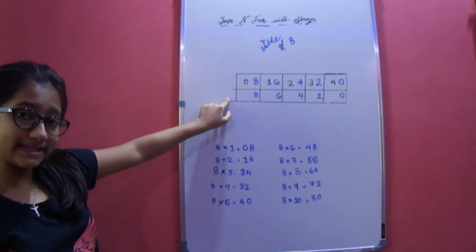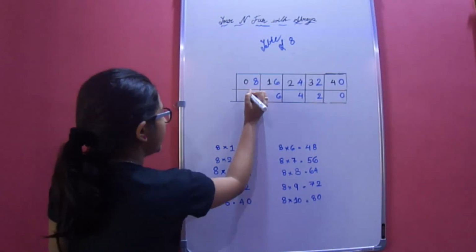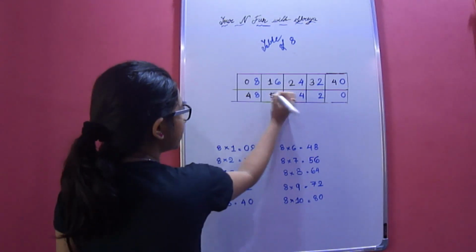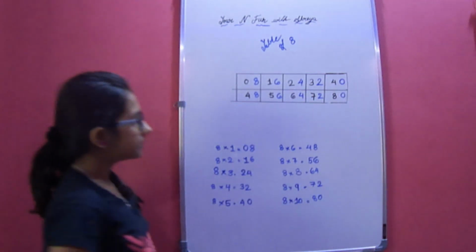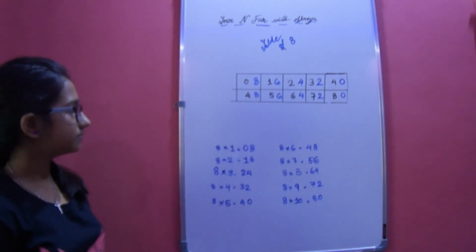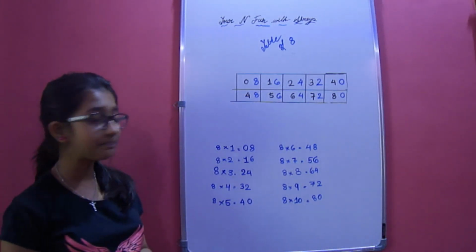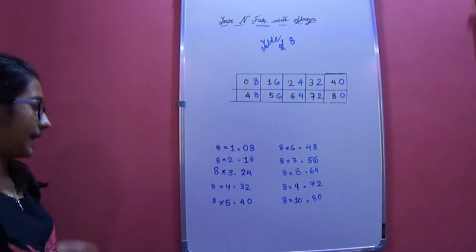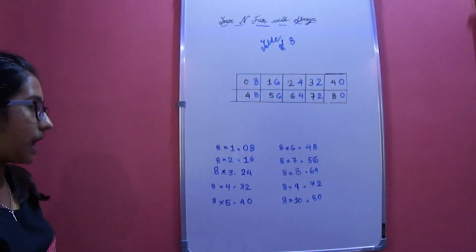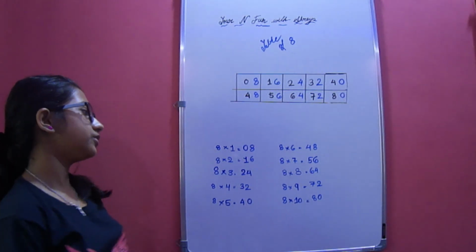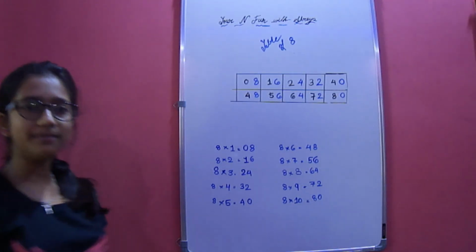Now we will be repeating the 4 here as we were doing for the table of 7. So repeat the 4 here. Now 5, 6, 7 and 8. So as you can see, we have the table of 8 here, and 8 into 1 8, 8 into 2 16, 8 into 3 24, 8 into 4 32, 8 into 5 40, 8 into 6 48, 8 into 7 56, 8 into 8 64, 8 into 9 72, and finally 8 into 10 80.